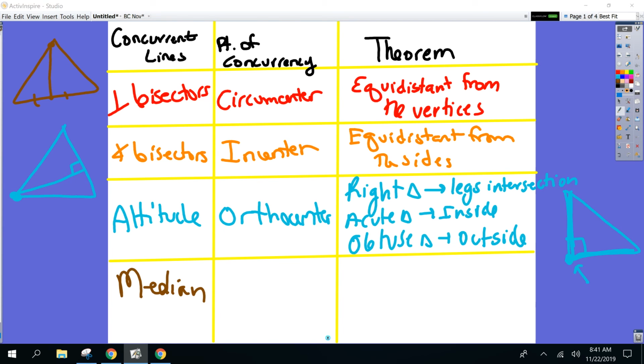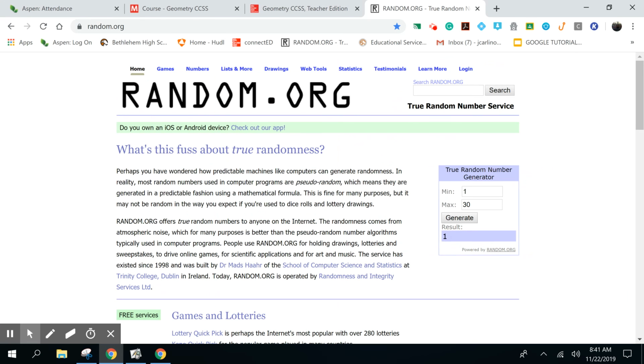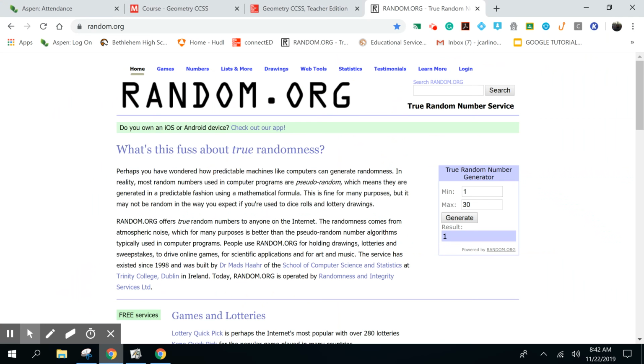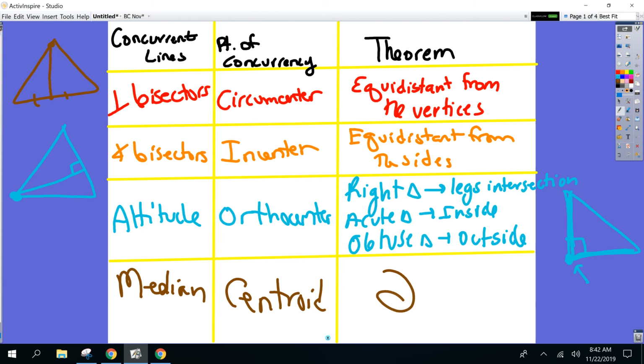Draw all of them in. They intersect at the centroid. That's a big one on Monday's quiz. We can do a lot of algebra with the centroid because of the fact you know about it, which is 2 to 1. Okay, 2 to 1.